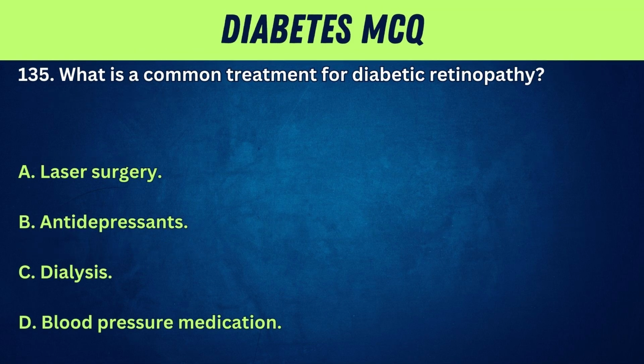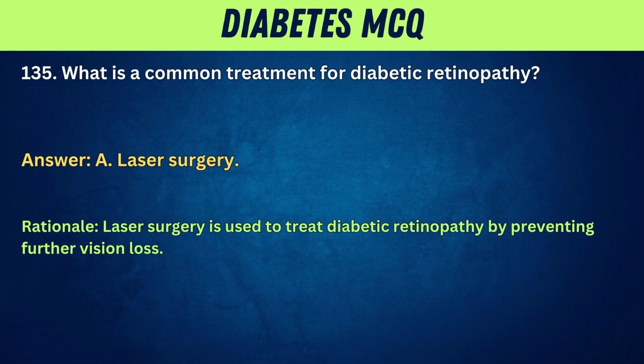135. What is a common treatment for diabetic retinopathy? A. Laser surgery. B. Antidepressants. C. Dialysis. D. Blood pressure medication. Answer: A. Laser surgery. Rationale: Laser surgery is used to treat diabetic retinopathy by preventing further vision loss.